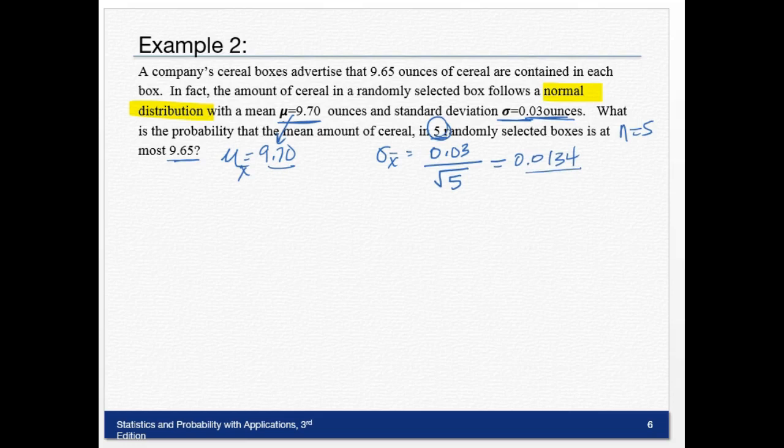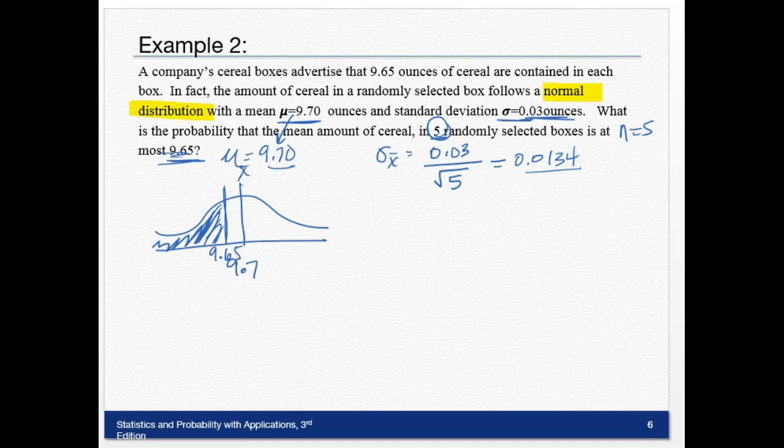We know it's normal because the problem told us that it follows a normal distribution, so we can draw our picture. It's normal. We know the mean is 9.7. Then we can address the last question. What is the probability that the mean amount of cereal in 5 randomly selected boxes is at most 9.65? So 9.65 is right here. So at most, think about what at most means. It can't be more than, so it has to be less than. So I'm going to shade this part of my problem.